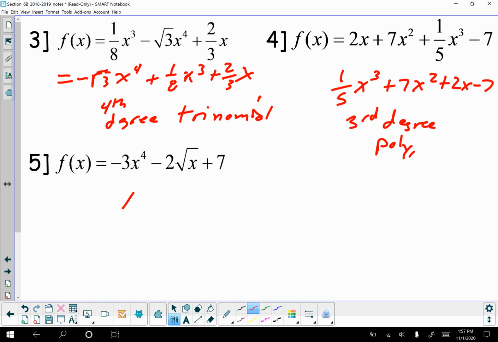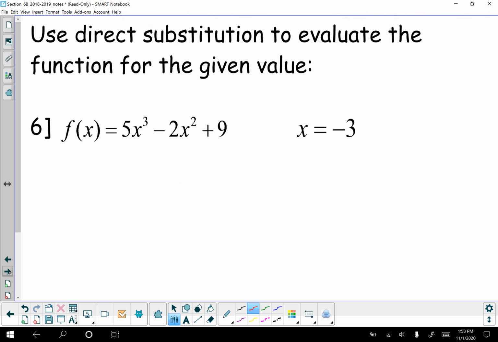This one is not going to be a polynomial because I have the square root of x right there. So you can just stop right there. It will not be a polynomial. Though it would graph, it's just your graph wouldn't follow the same rules.